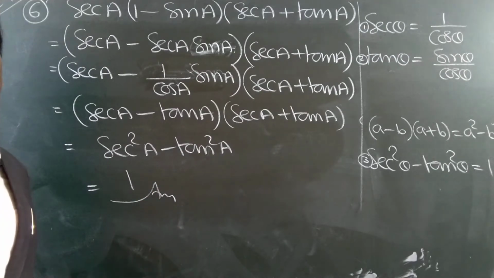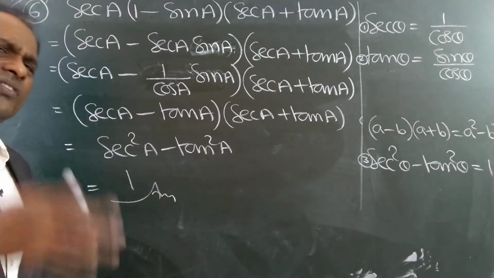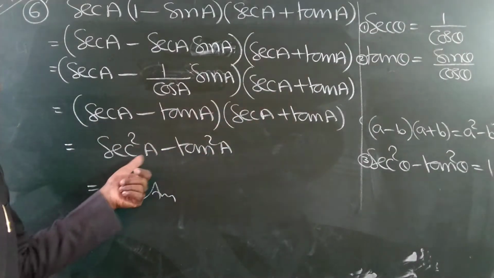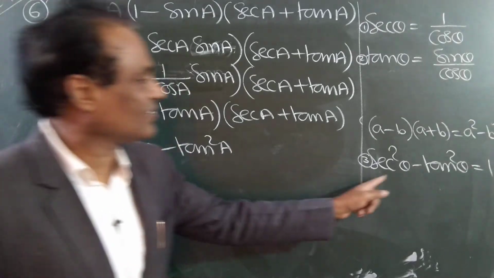This method also I solved. Whichever is convenient, you practice it. The first will be convenient otherwise. A minus b into a plus b, a square minus b square, secant square minus tan square is 1.